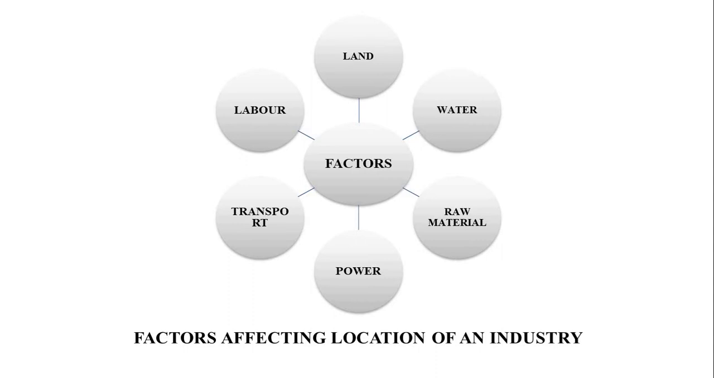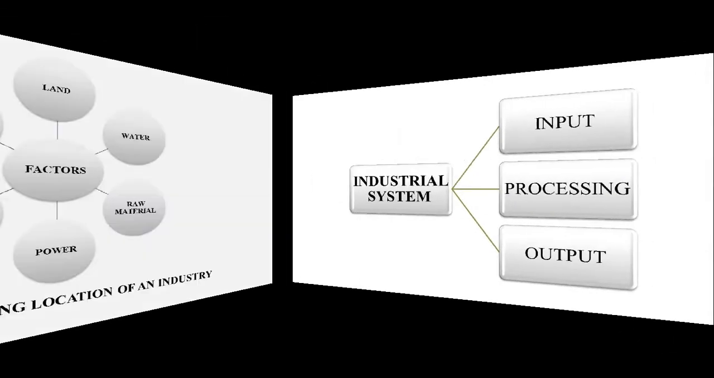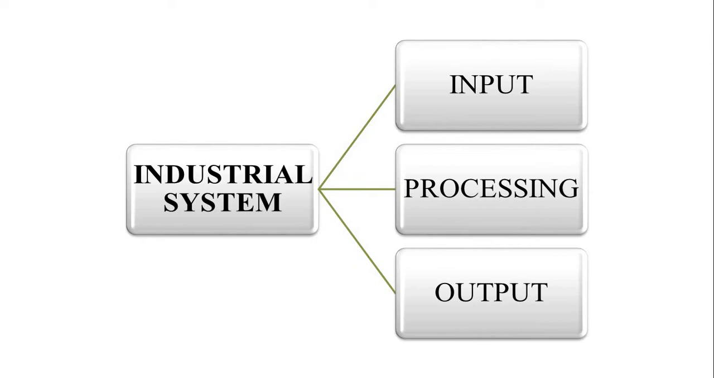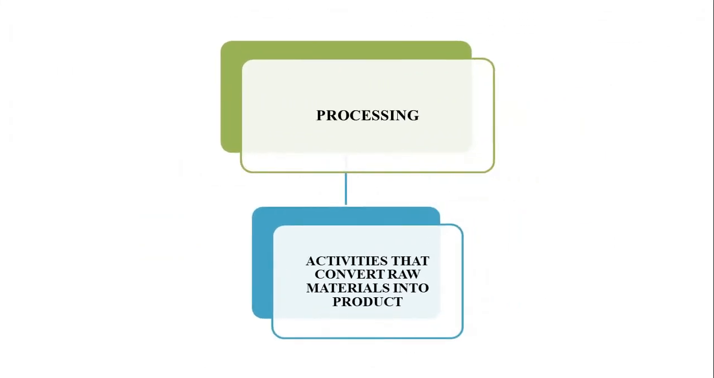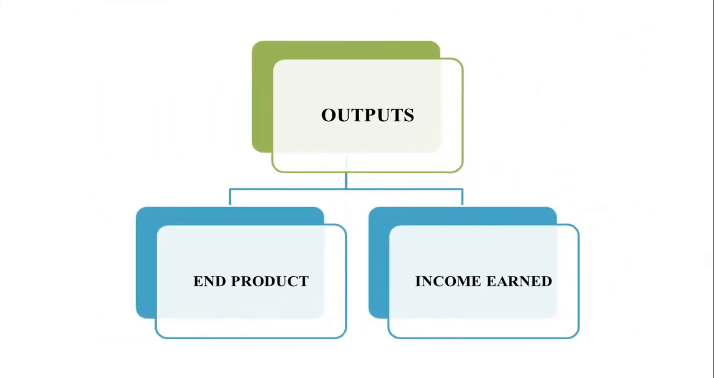Now let us go to industry as a system. Like agriculture, industry is also a system which requires inputs. The inputs go through some desirable processes or operations, and outputs are finished products that are obtained. The various inputs are raw material, power, capital, labor, machinery. Next come processes. The processes include a set of activities which involve the conversion of raw materials into finished products. The outputs are the finished product and the income derived from it.